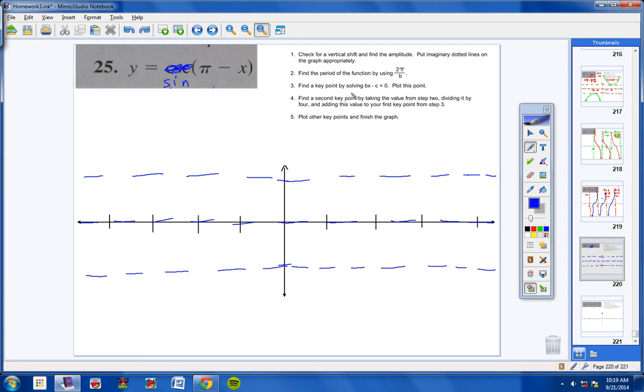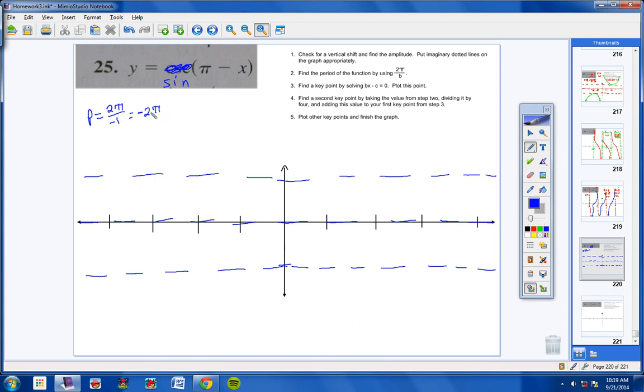Number 2, find the period. So the period equals 2 pi over b. B is always, now listen students, b is always the coefficient of x. Okay, in this case it's negative x, so negative 1. Now to be honest with you, the negative 1 is really not going to do a whole lot. I mean, if your period is negative 2 pi, that's the same thing as 2 pi.